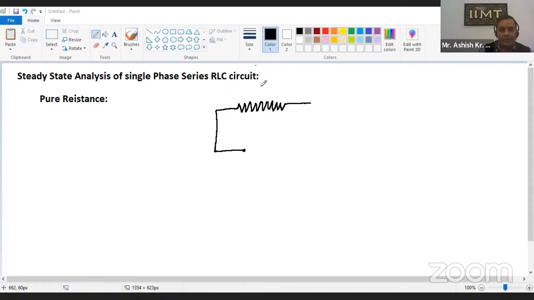When we connect a non-inductive resistance R with a single phase AC supply, that is represented by V equals Vm sine omega t, as we know that single phase AC supply is generally generated in sinusoidal waveform. So it will be represented by V equals Vm sine omega t.